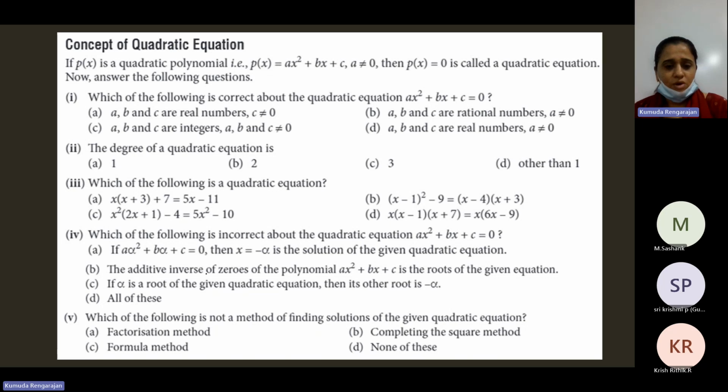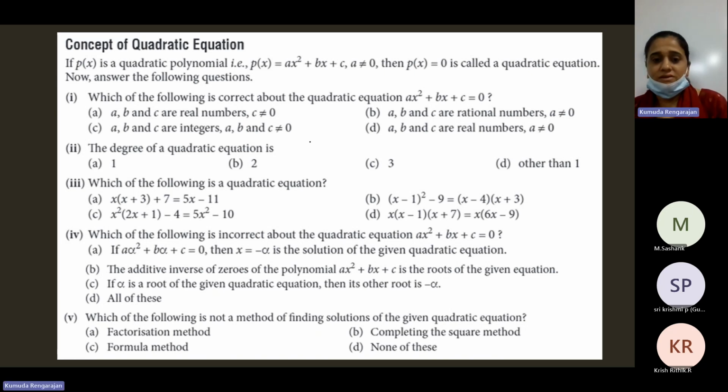The additive inverse of zeros of the polynomial ax square plus bx plus c is the roots of the given equation. Okay. The additive inverse of the zeros of the polynomial, this one, is the roots of the given equation. See, zeros and roots are the same actually. Zeros and roots are the same in the sense, we say zeros of a quadratic polynomial. The same thing we say are the roots of a quadratic equation.